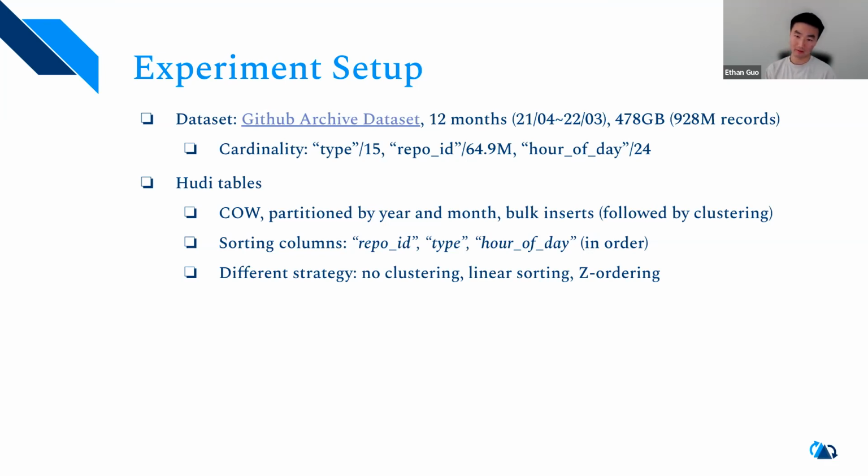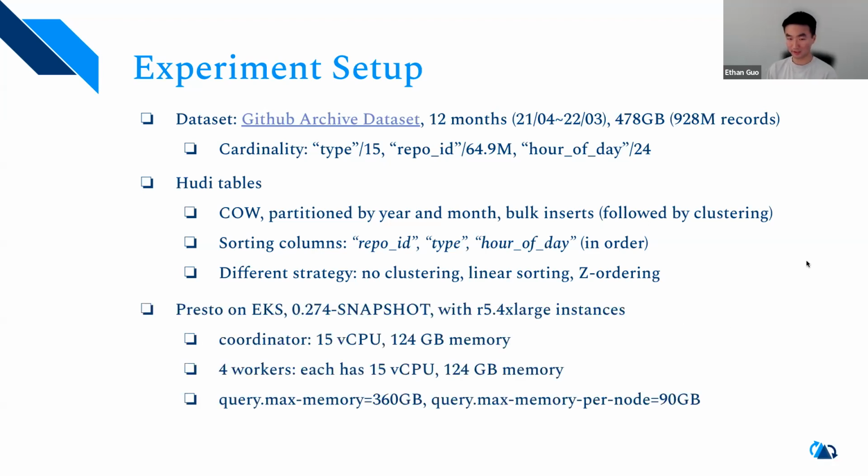We also look at the hour of date, to see if you want to look at a particular time range. To measure the storage layout optimization, we write Hudi COW tables partitioned by year and month. We use bulk inserts, followed by clustering if we want to enable the storage layout optimization. We pick 3 columns for sorting or ordering: the repo ID, type, and hour of date. We compare 3 different strategies: no clustering, linear sorting, and Z-ordering.